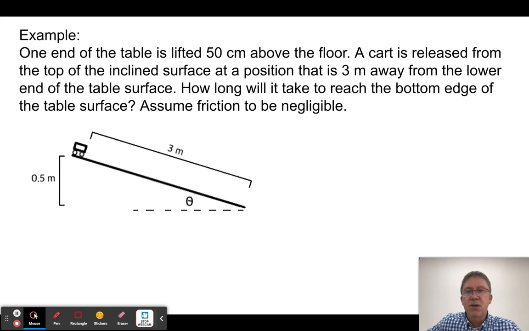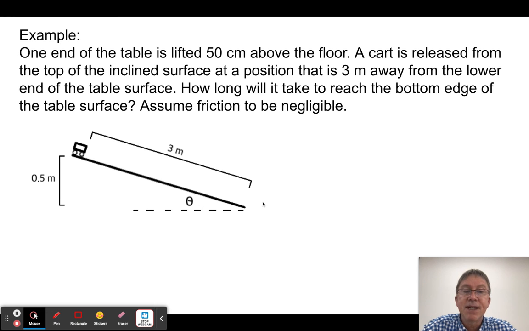So I'm going to make a sketch. It's always a good idea. It's 0.5 meters high. I don't know what this angle is here. I know that this is 3 meters long. What I want to know is what the time is going to be when it reaches this point here.